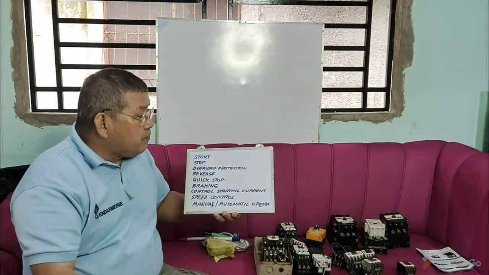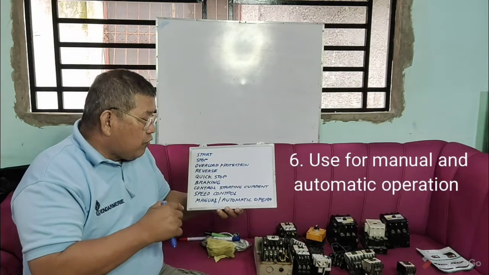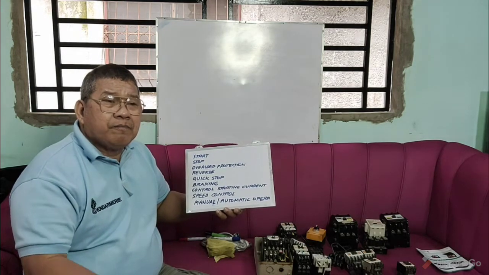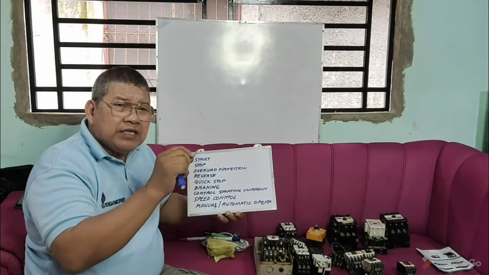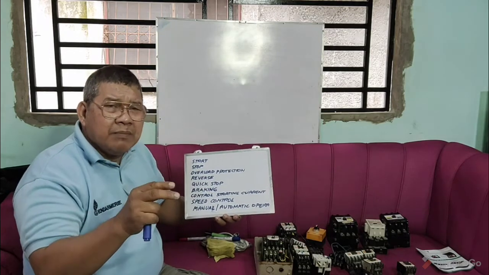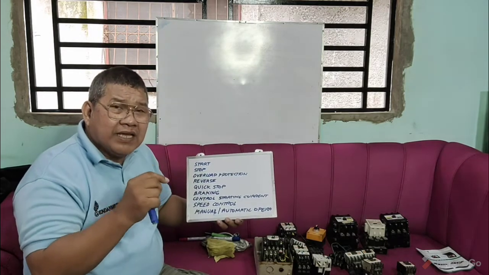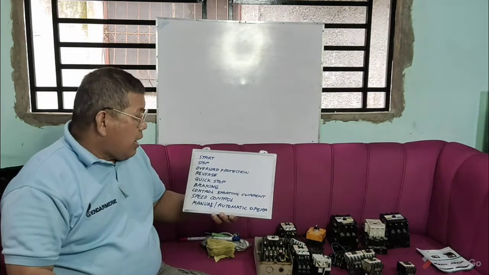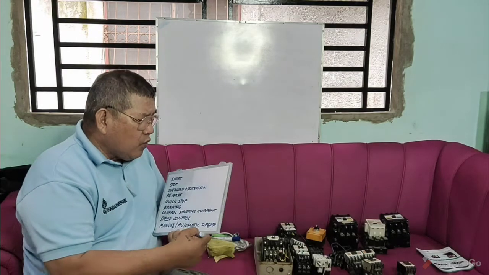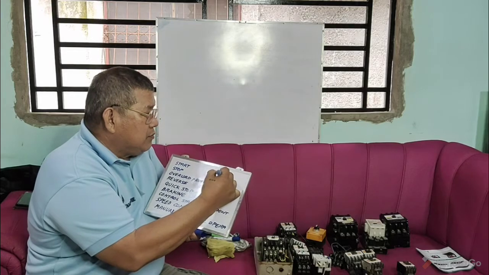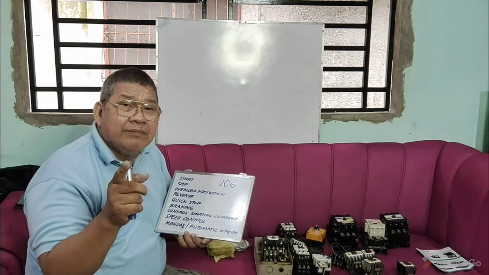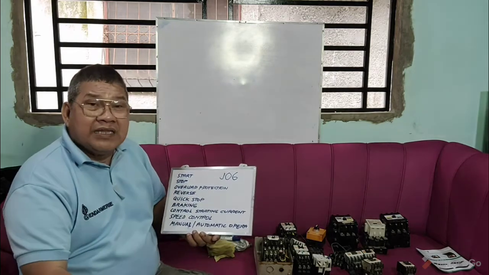This is also used for manual and automatic operation. Now, usually, there are two operations. The motor can be controlled manually, and then the motor can be controlled automatically. So still, you are going to use a magnetic starter. So that is it. Then another one is you want also to jog the motor, or if you want to run the motor for a short period of time, then still you will use a magnetic starter.